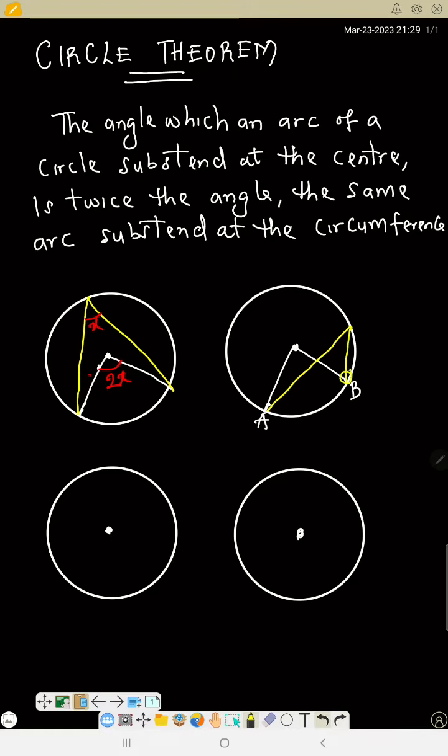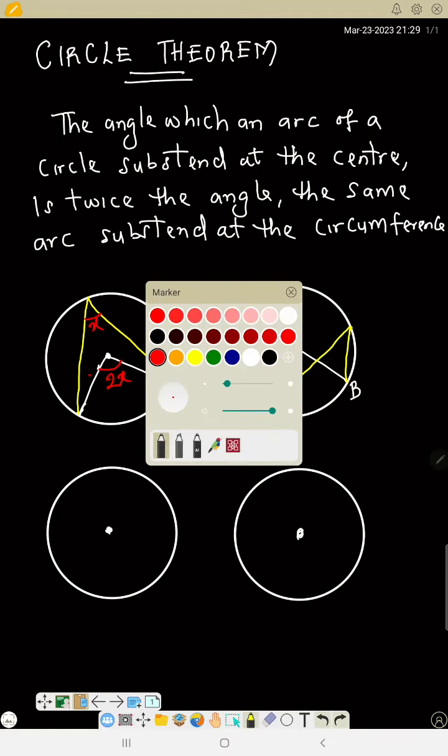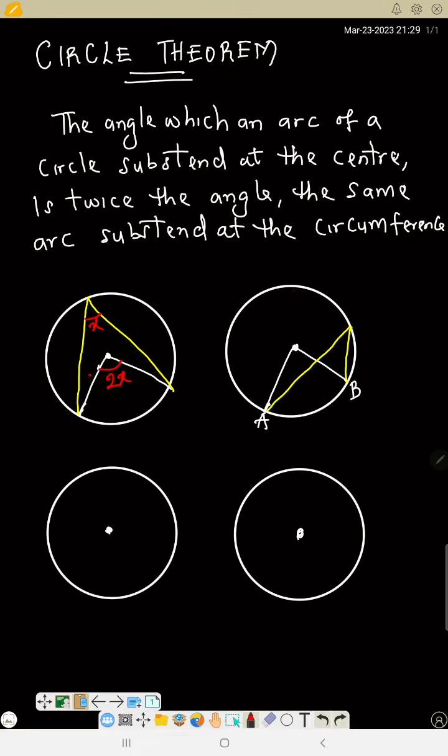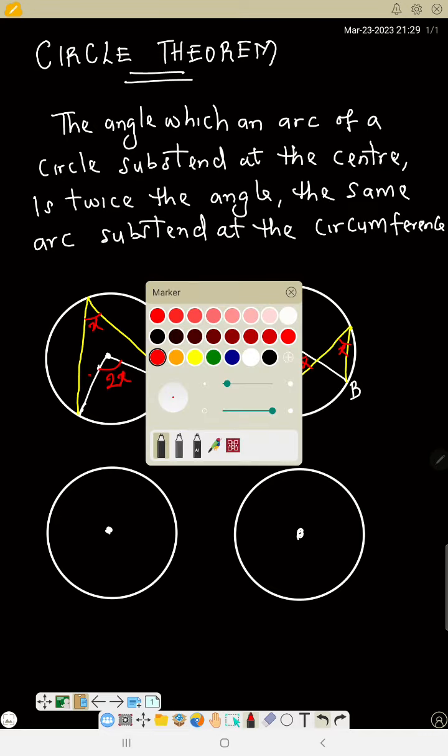You will notice that this arc from A to B is the one that goes to the center, and it is the same arc from A to B that goes to the circumference. So any diagram you see, you have to trace out this law. The angle which the same arc subtends at the circumference means it is touching the circumference. So if this place is 2x, this place will be x. So the diagram can be any form.